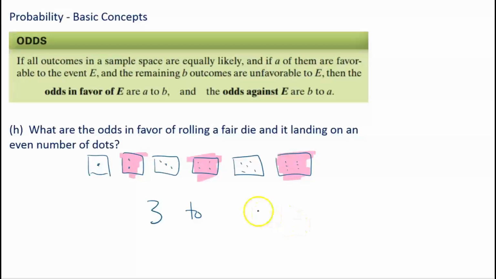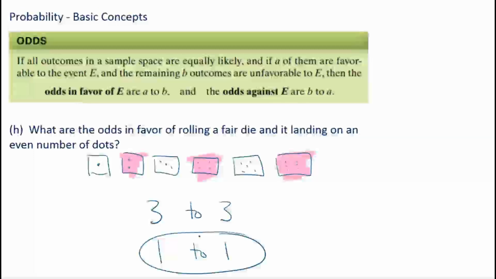Well, what's not favorable? 3, right? 3 of them are even and 3 of them are not even. So 3 to 3. Now listen, that can be reduced. If you take your odds and you can divide it by the same number, you can reduce it. So 1 to 1. You know what that means? It's equally likely that you'll roll an even number of dots or roll an odd number of dots. It's exactly the same. So there is not an advantage of even or odd when you're rolling a fair die.